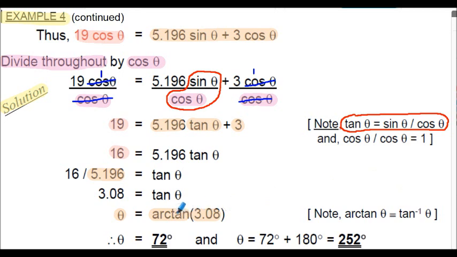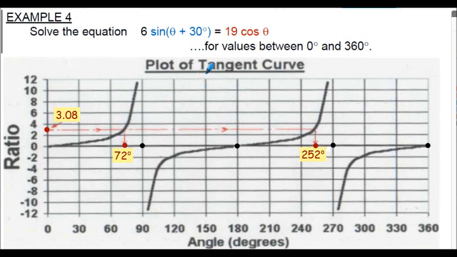So from the inverse tangent function, our calculator states a value of 72 degrees, but don't forget there are always two solutions between 0 and 360 degrees. Here's a plot of the tangent waveform. So for the tangent ratio of 3.08, our first solution is 72 degrees. That's a solution in our first quadrant, but we'll also have a solution in our third quadrant of 252 degrees.